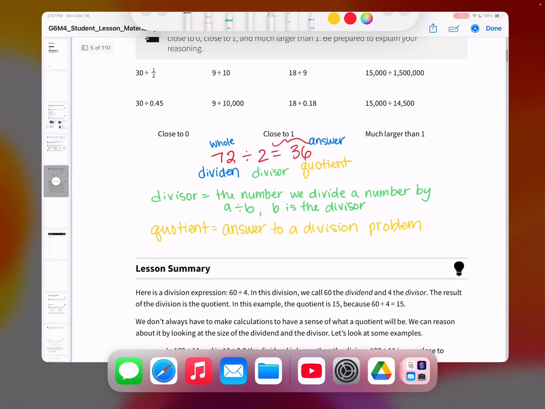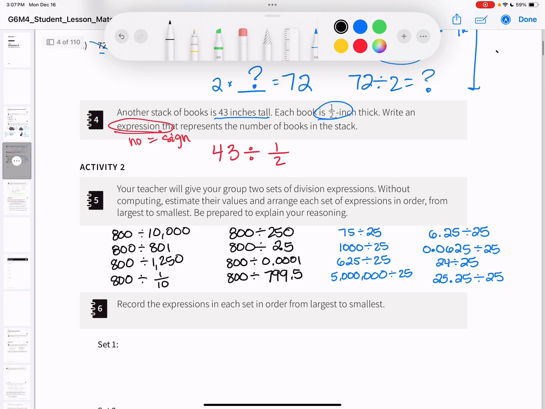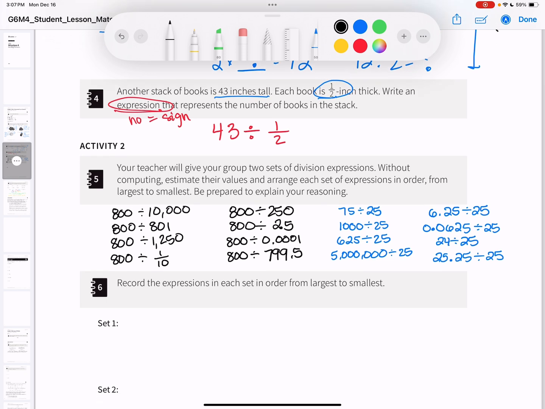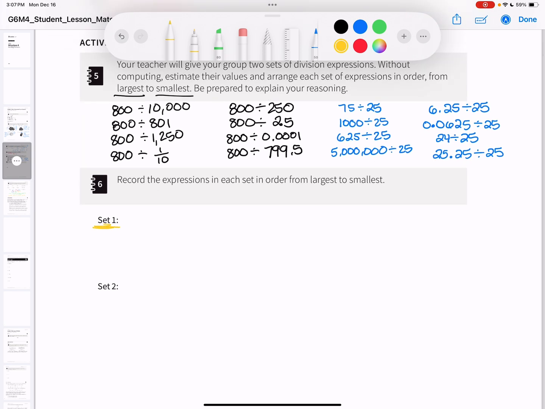All right, let's jump back up here. We are going to work with some divisors, dividends, and quotients. So here in black, we have a list of numbers. Without computing, so we're not actually going to compute them, estimate their value and arrange each set of expressions in order from largest to smallest. You are going to record set 1, which is the black set, here in order. I am just going to number them up top. You are going to actually write them down.